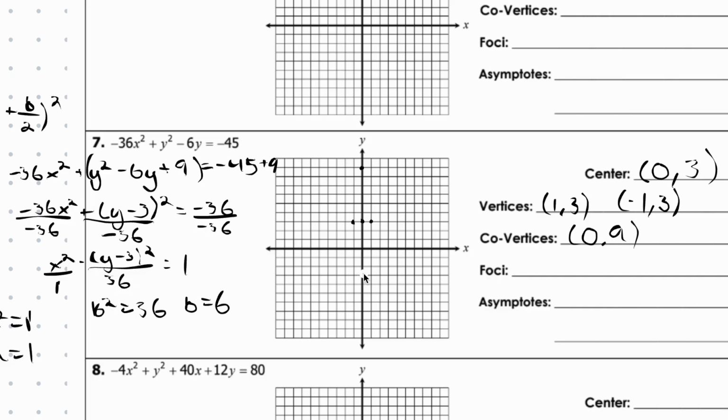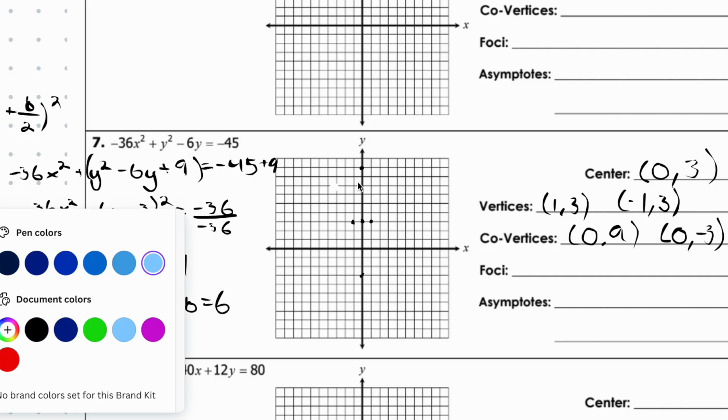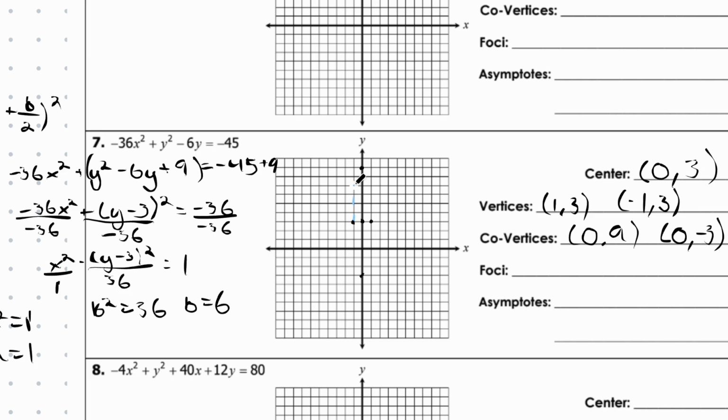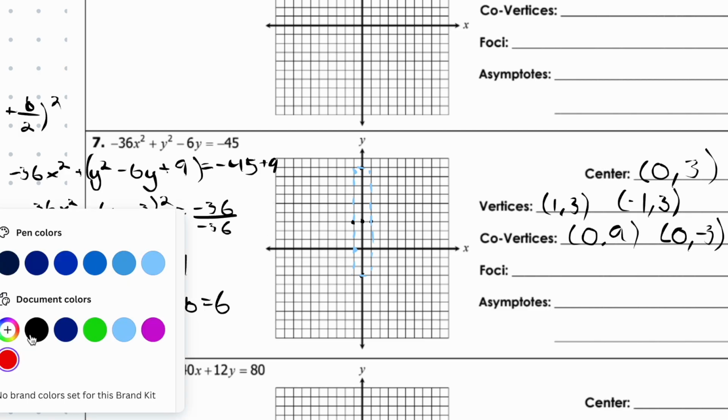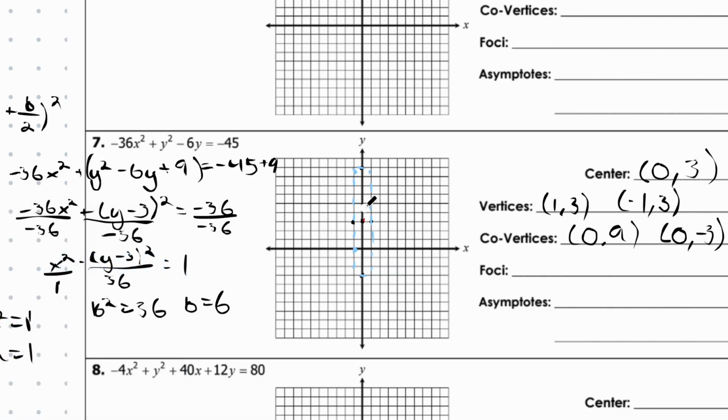And this unit here, which is 0, negative 3. And at this point, I'm going to create a rectangle that looks like this. And then we're going to create our diagonals, which we went up 6, so we're going to have a slope of 6.